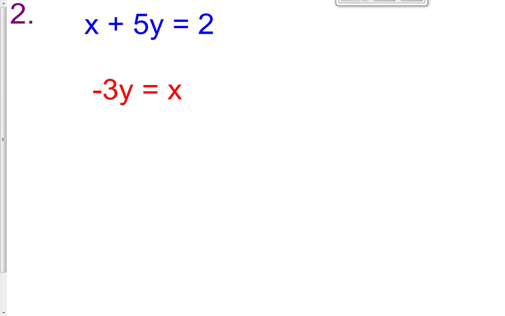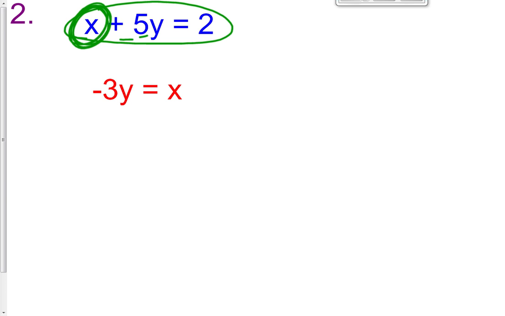Practice makes perfect. So right now, neither x nor y are all by itself. So I have to solve for x, or I have to solve for y. It doesn't matter which one you solve for. Actually, this x is all by itself. But just for the sake of practicing, let's solve this equation for x, everybody, okay? We're going to get this x all by itself.